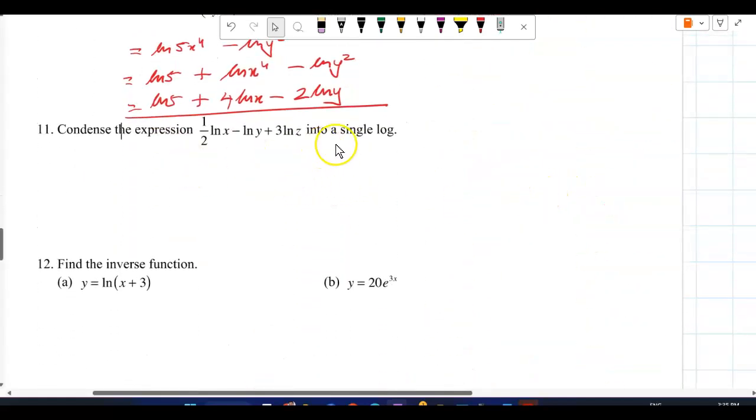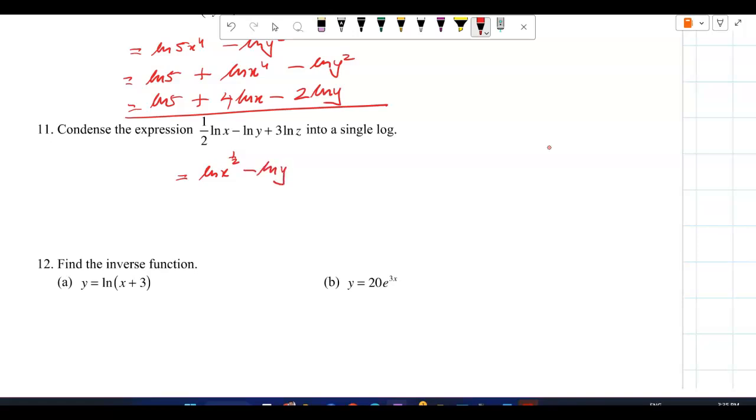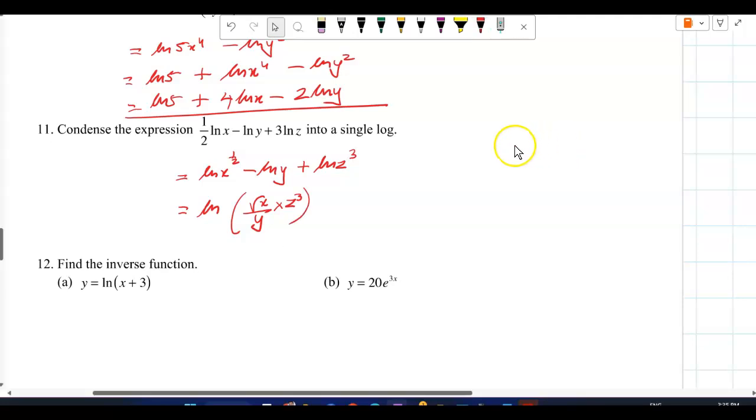Next, combine this into a single log. You're subtracting, so you're dividing. ln x raised to half minus ln y plus ln z to the power 3. Very good. So ln of root x upon y times z to the power 3.